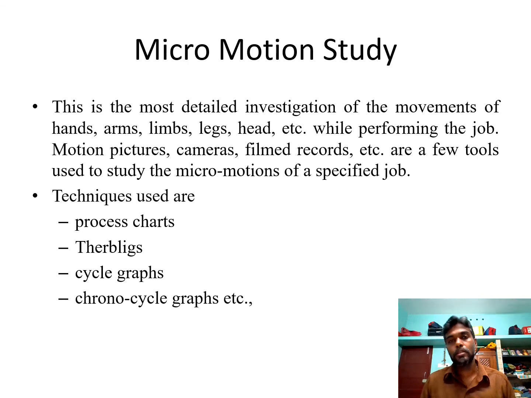The next classification is micro motion study, and this is the most detailed investigation of movements of hands, arms, limbs, legs, head, etc. while you are performing the job. If you critically examine, you can avoid unnecessary movements. So they use tools like motion picture cameras, film records, etc. to observe the method study with the help of micro motion for a specified job. The techniques used are process charts, Therbligs, cyclegraph, chronocyclegraph.